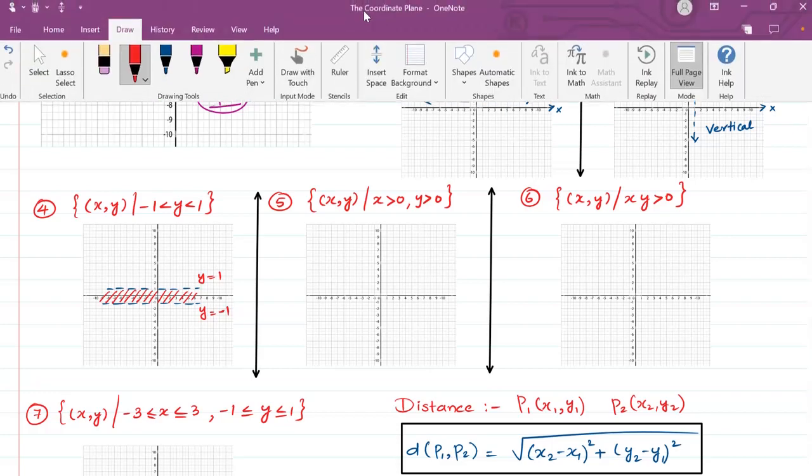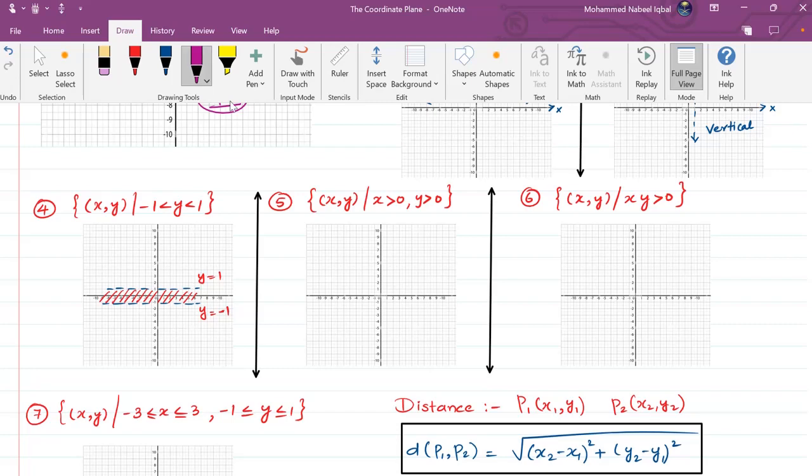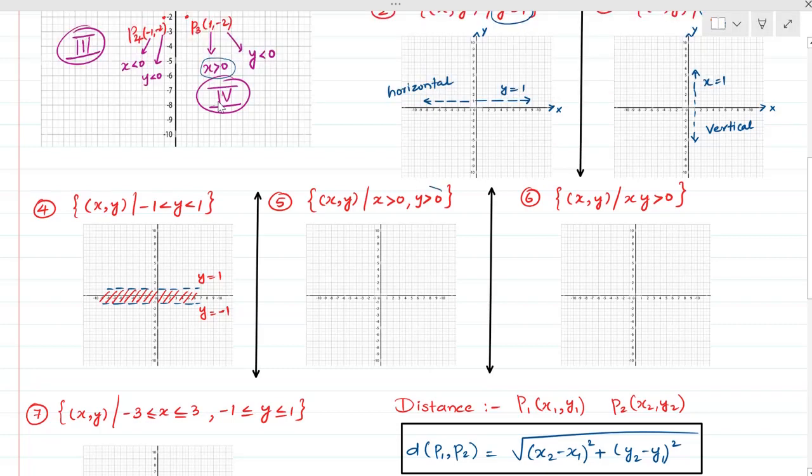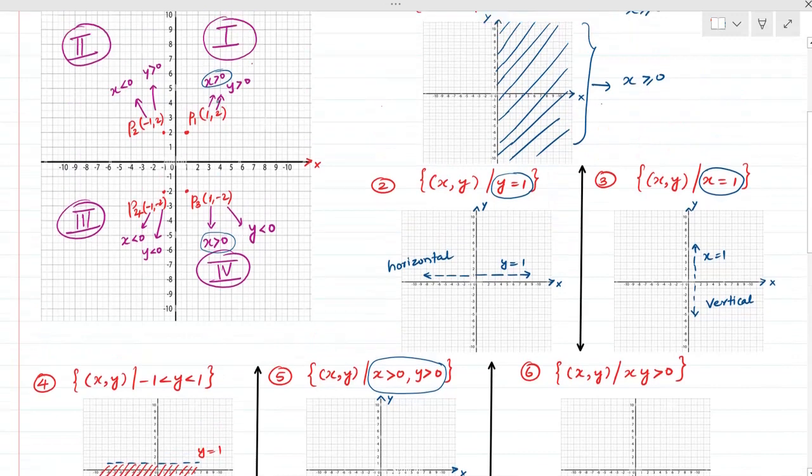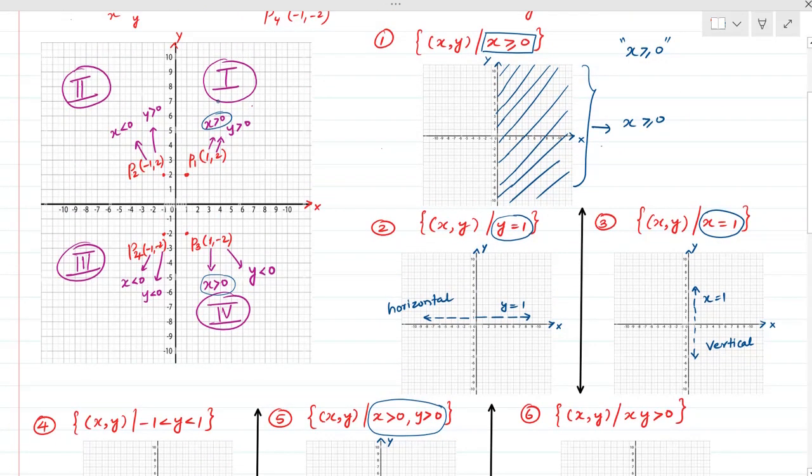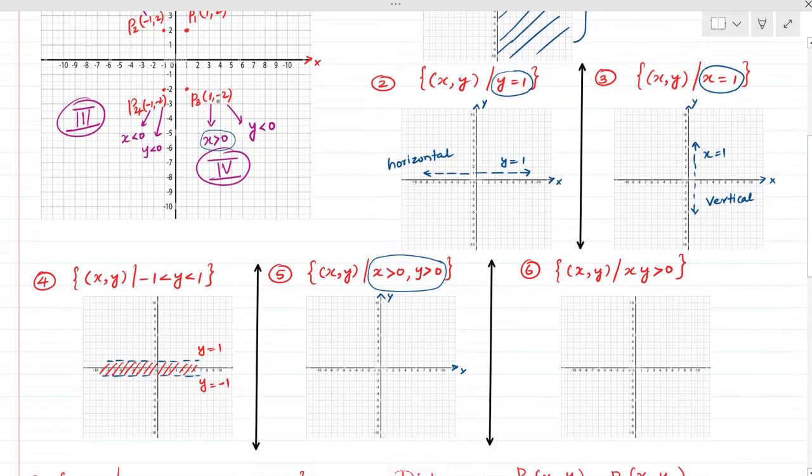Now the next one is asking to find the value of the coordinate in which x and y must both be more than 0. So this is the x-axis, this is the y-axis. As we know from before, where x is more than 0 and y is more than 0, it is the first quadrant, in which both values are positive. So it will not include this line, and it will not include this line. The x-axis and y-axis are not included because the given question is not equal.